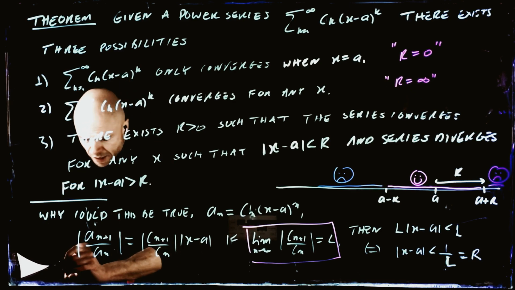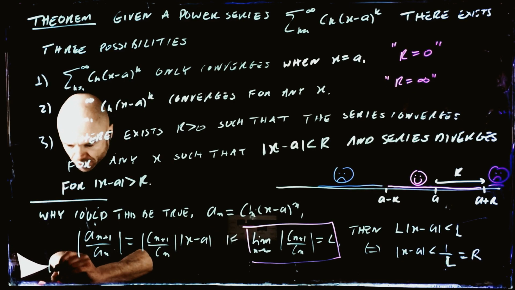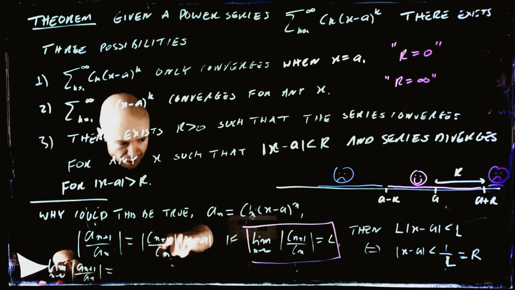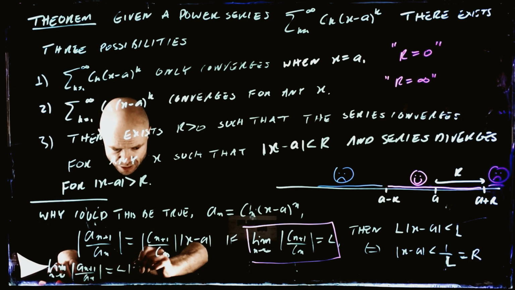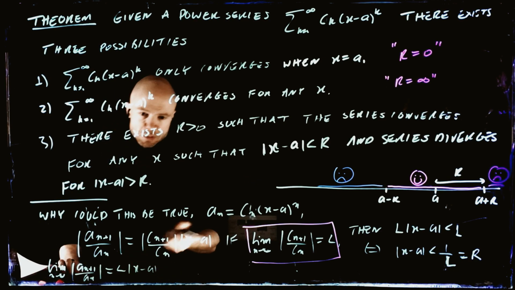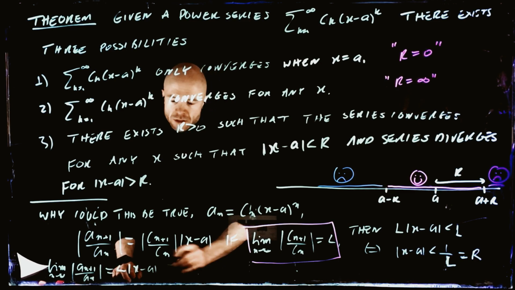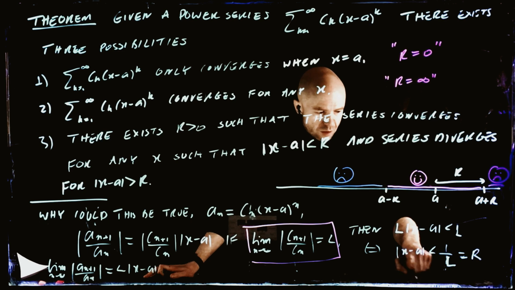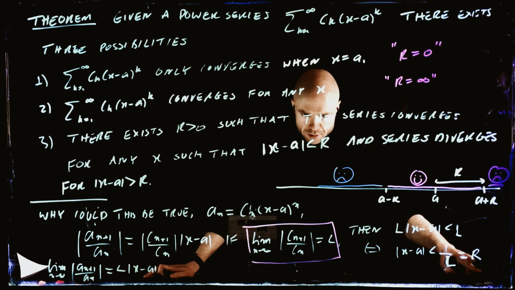Because look, from this line, if we take the limit as n goes to infinity of a_(n+1) over a_n, then if this limit exists and equals L, it's just equal to L times |x minus a|. And that's the thing we want to be less than 1, right? So in order for this thing to converge, we need this to be less than 1, which is equivalent to this thing. So there's nothing really surprising or weird about this.